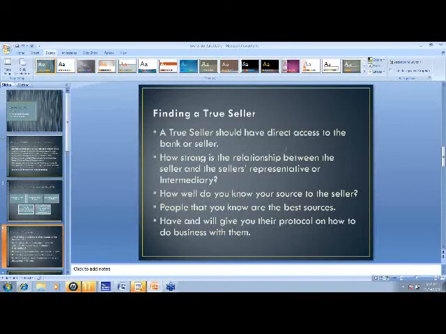So I'll put down: how well do you know your source to the seller? That's real important, how well you know your source. If your source is the intermediary, how well do you know that person? Did you just meet them online, or have you known them for a couple of years? Even if they're in your neighborhood association, and you know they're in the finance industry and meet them once a year at your yearly picnic, that's knowing the person. That's good enough.